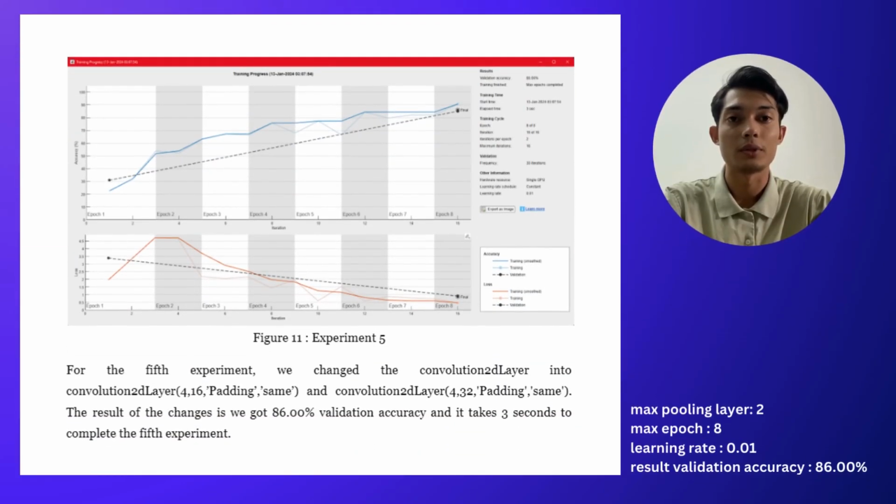For the fifth experiment, we changed the convolution layer into a new number of filters, which is 16 and 32. As a result of the changes we got 86% validation accuracy, and it takes 3 seconds to complete the fifth experiment.